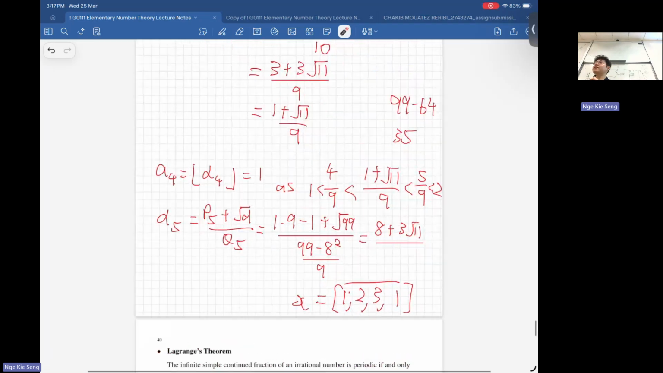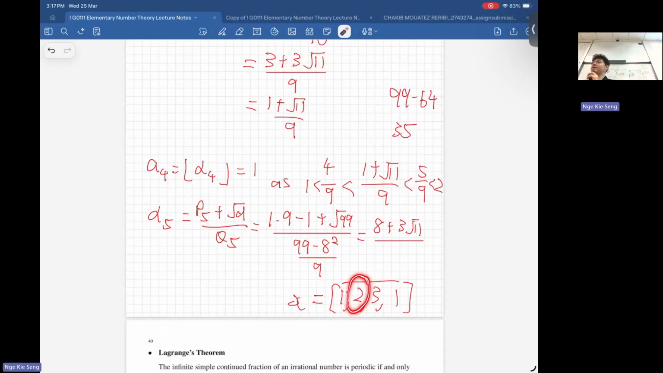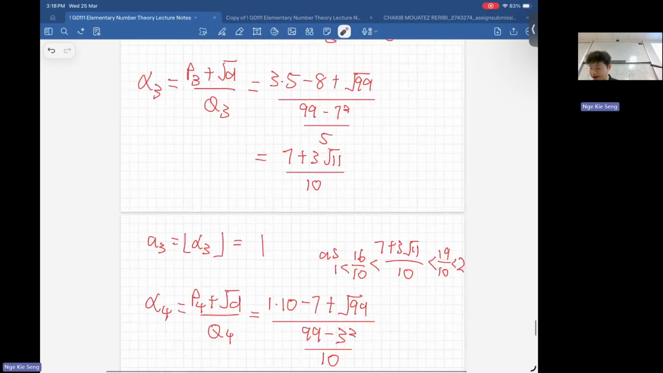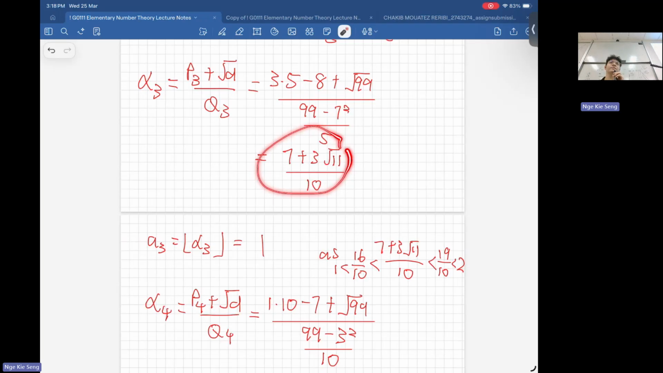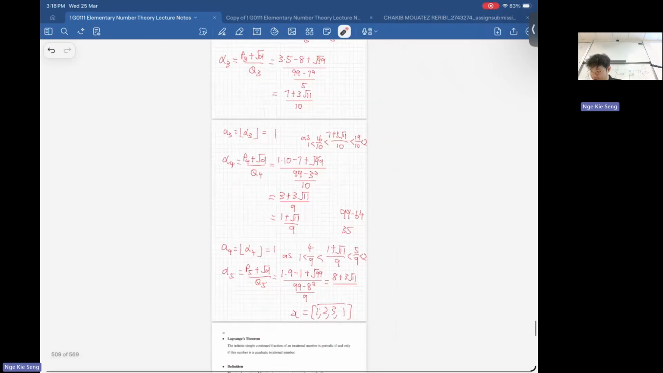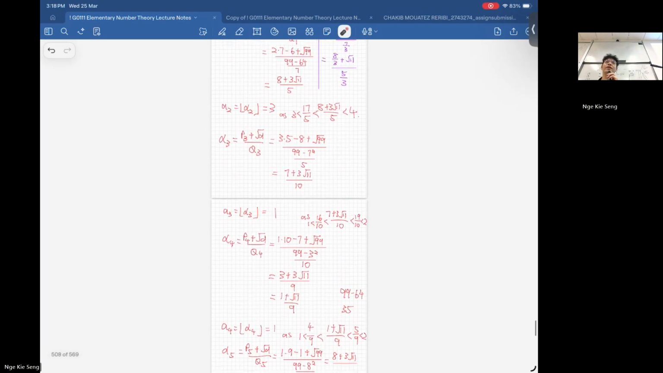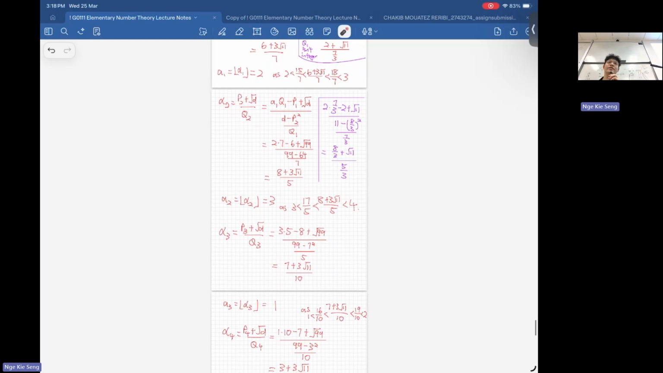Anyone got A1? Can I see hands? Anyone got A1 here? Oh, A2? Not yet. Okay. A2, anyone got? You got A2? Yeah. A3, you got A3? Wait, let me check. Did you get this term for A3? Is it the same term? Same term? A3, you got it. A0, A1, A2, A3. How about A4? Did you get A4?